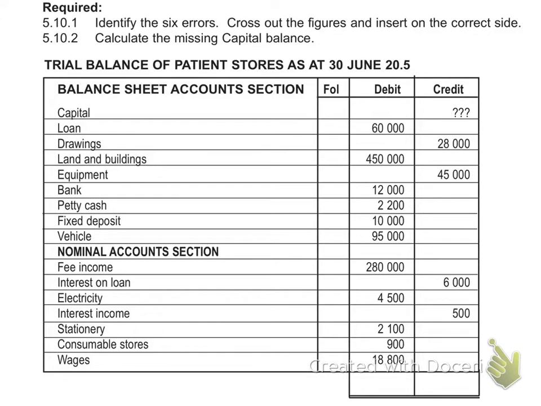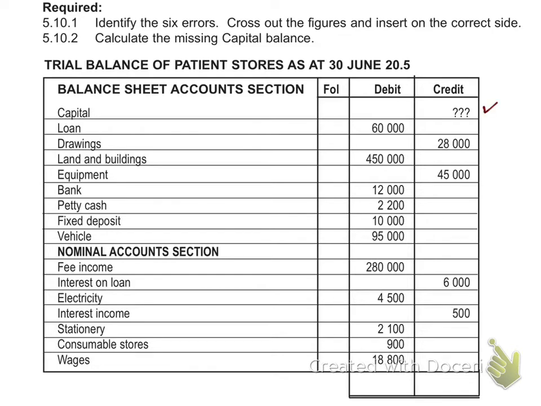The first question, task 5.10.1, says identify 6 errors, cross out the figures and insert them on the correct side. Right, so we go one by one. Do you see that? We check, is it on the right side? If we look at capital, it's on the right side.